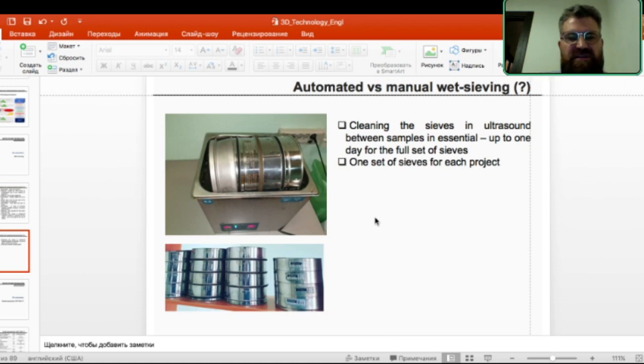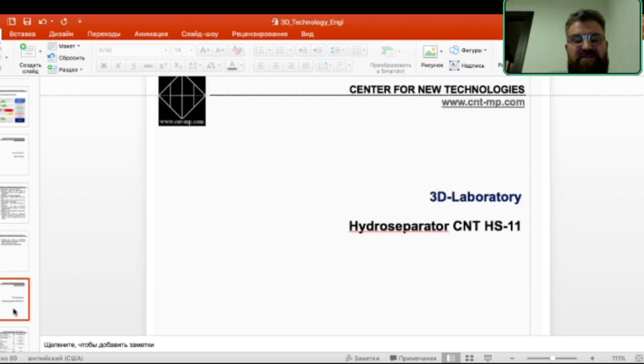And so we would have to have 2 or 3 or 4 sets of sieves whenever we have one project, because any time another project or another sample can come, so we can have no intersection between these 2 sets of sieves, and we can use it.